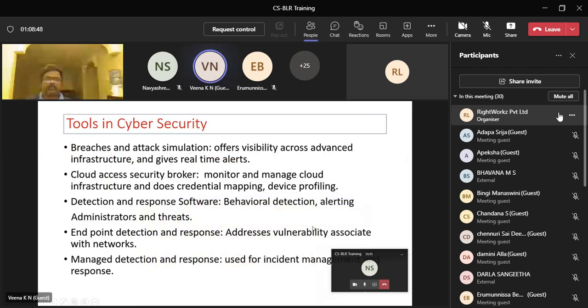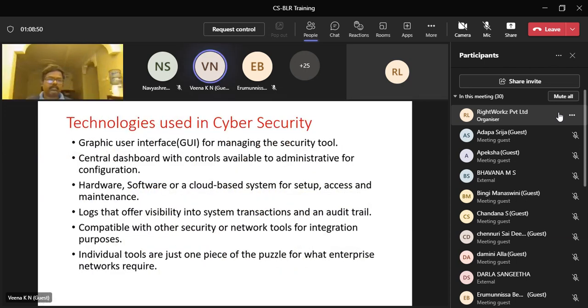Technologies which are used in cybersecurity. It's a graphic user interface for managing the security tool and central dashboard with controls available to administrators for configuration.